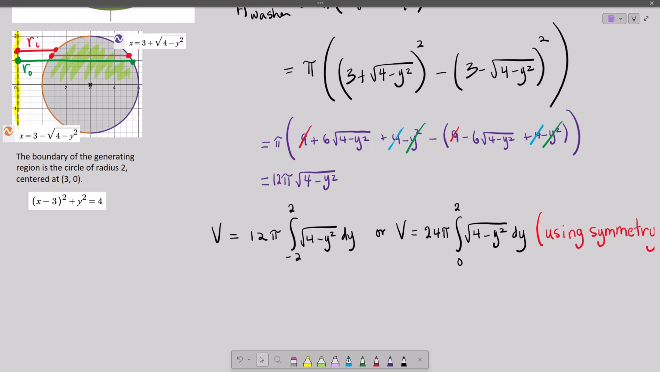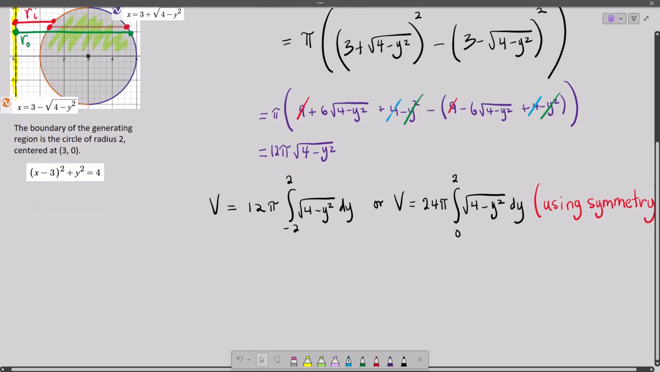And it boils down to a couple of options. If you don't use symmetry, if we're trying to find the area of this entire shape here, we're going from -2 up to 2. So that's this one. And if we use symmetry, we can go from 0 to 2 and double the coefficient out in front. The coefficient out in front is 12 pi, so it doubles to 24 pi. So that would be it using symmetry.